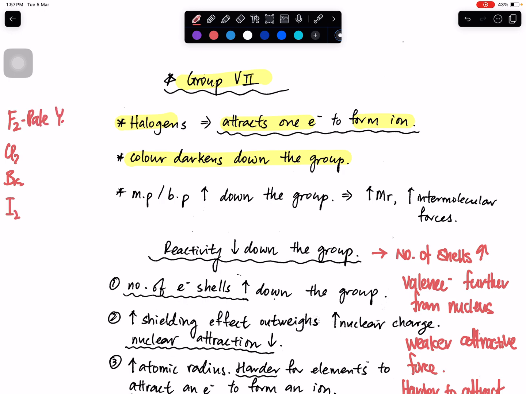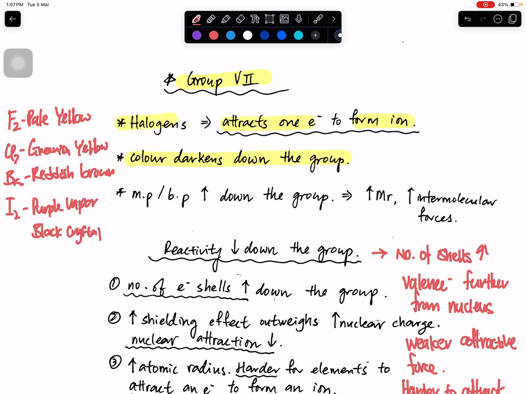F2 will be pale yellow, Cl2 will be greenish yellow, and Br2 will be a reddish brown. Your I2 depends on the state. If it's a gas, you will see purple vapor. If it's solid, it will be a black crystal.